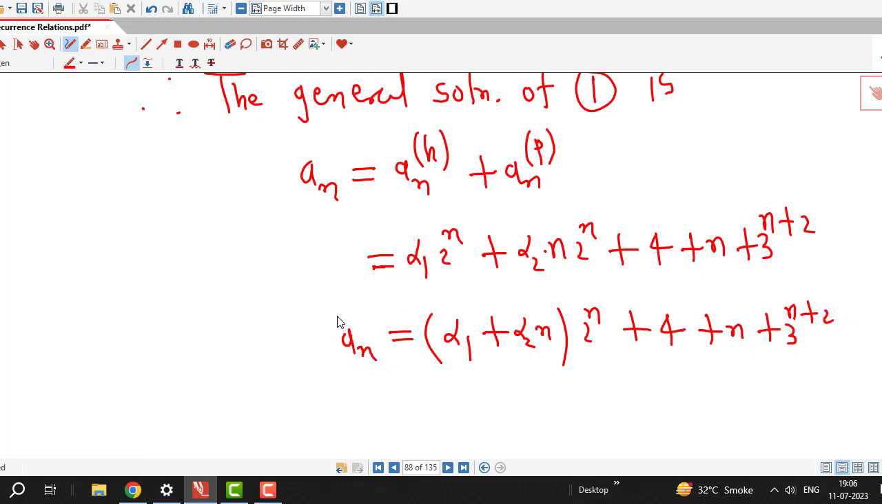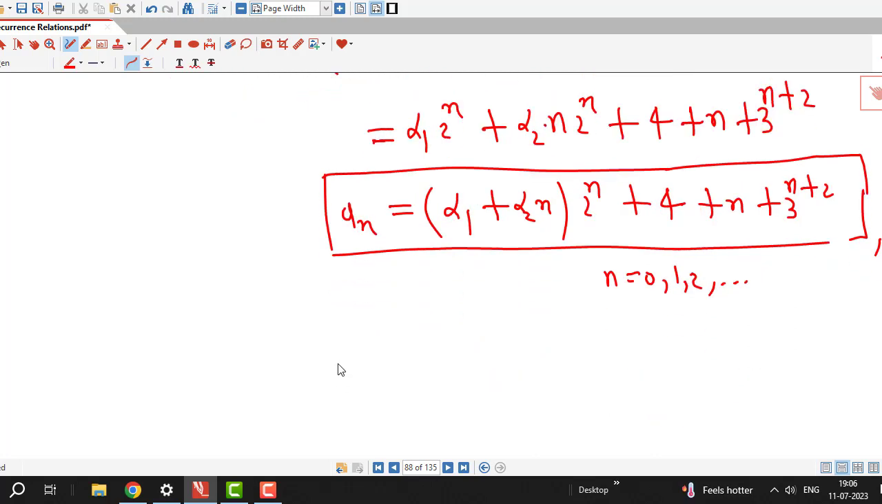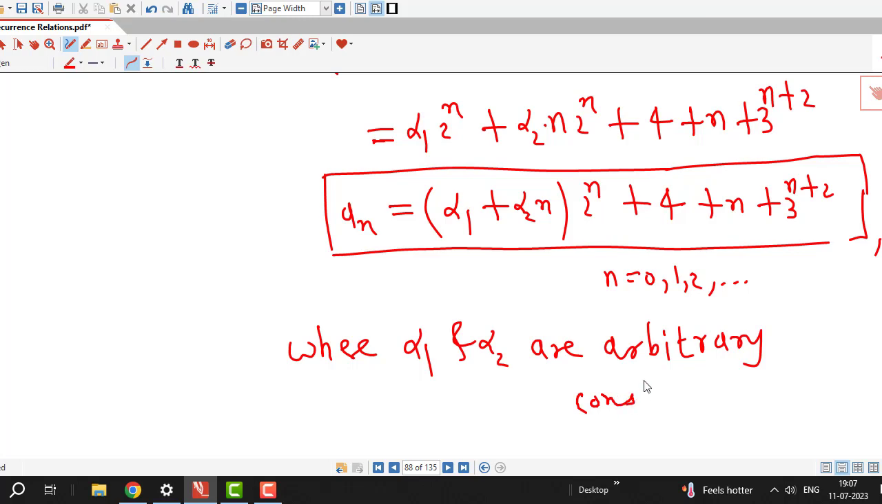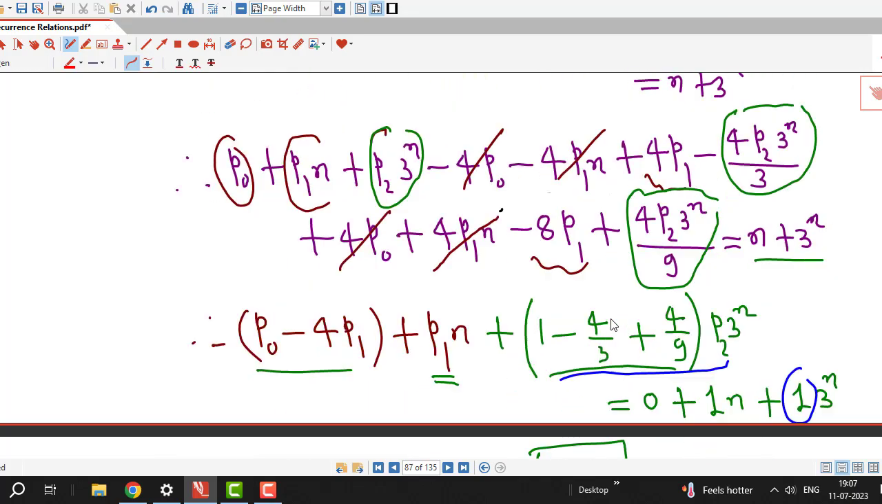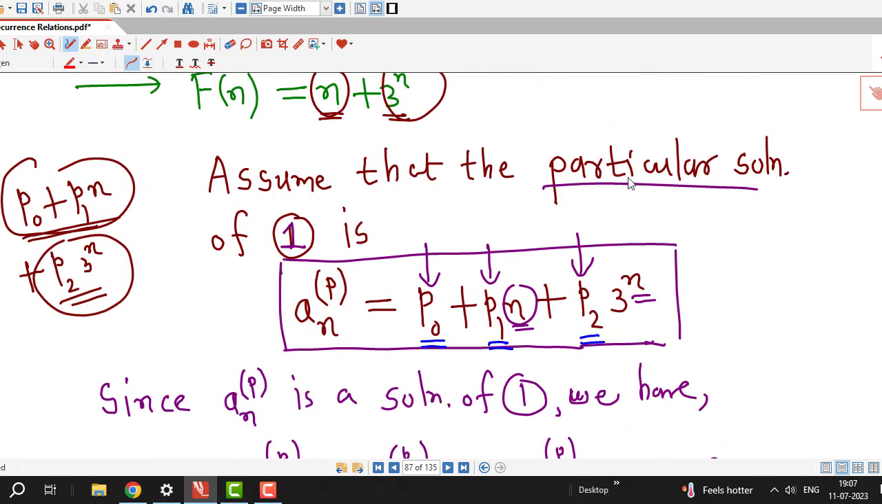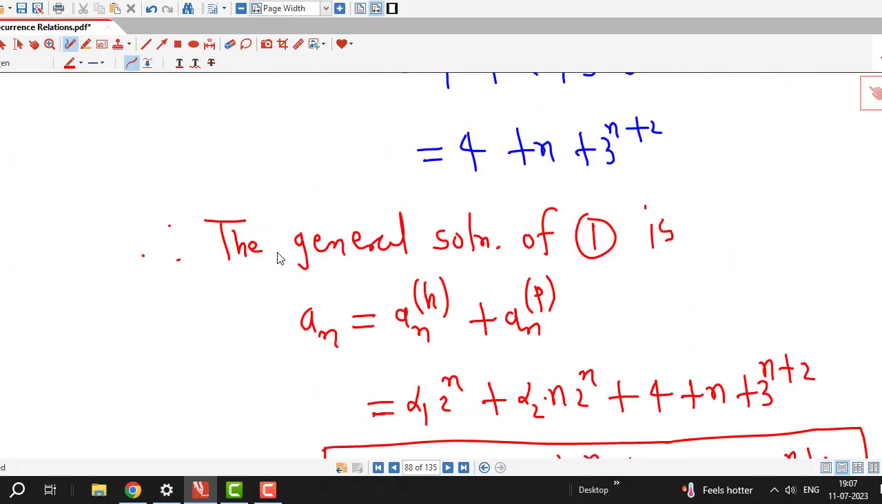This is the required solution of the given non-homogeneous recurrence relation, and here n takes the values 0, 1, 2 and so on, and these alpha 1 and alpha 2 are arbitrary constants. This method is called the method of undetermined coefficients, and it is very easy. You just have to keep in mind that your particular solution must be selected correctly. If your particular solution is not selected properly, then you will get a wrong answer.